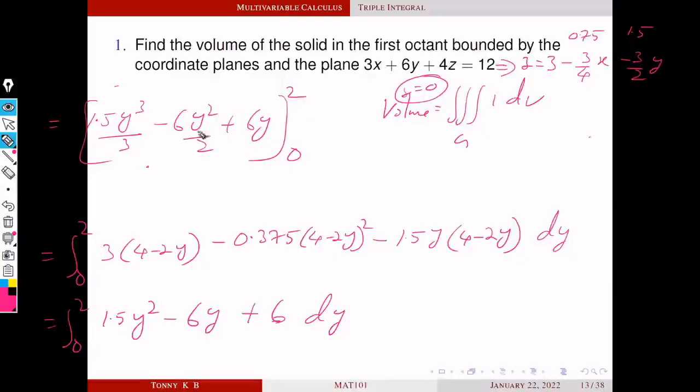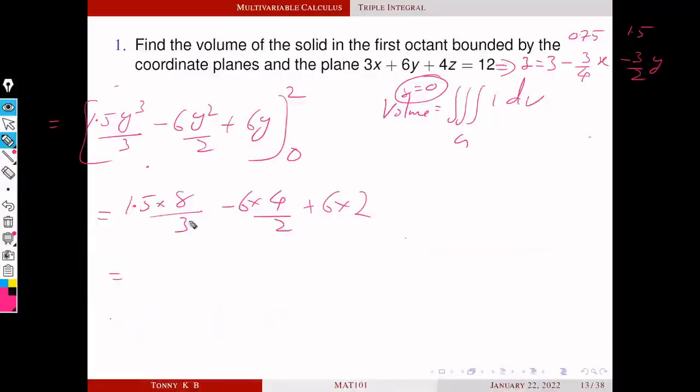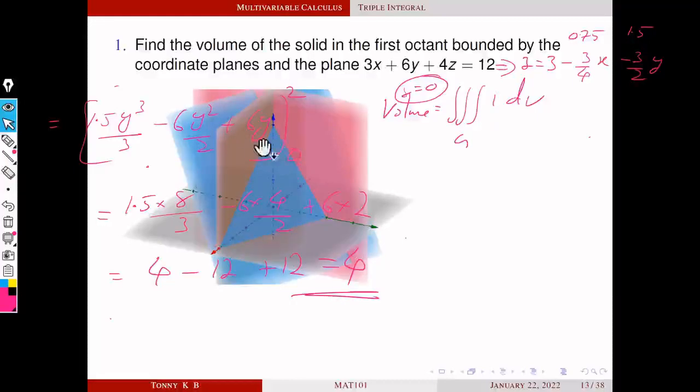Next you substitute the upper and lower limits. When y equals 0, all the terms are 0. So when y equals 2, this is equal to 1.5 times 2 cubed, that is 8 by 3, minus 6 times 2 squared, that is 4 by 2, plus 6 times 2. On simplification, this becomes 4 minus 12 plus 12. So this is equal to 4. So the volume of this solid is 4.